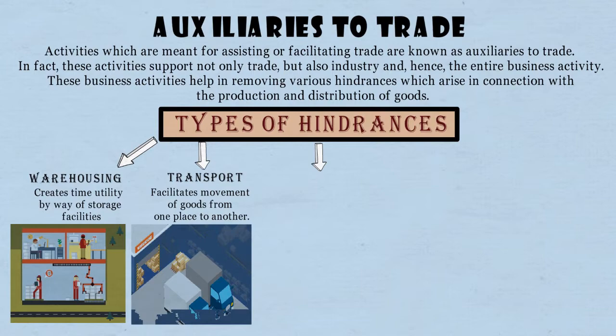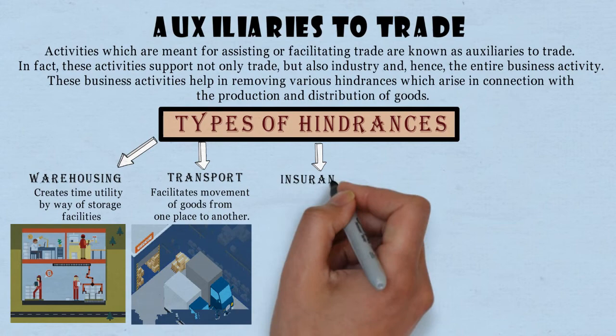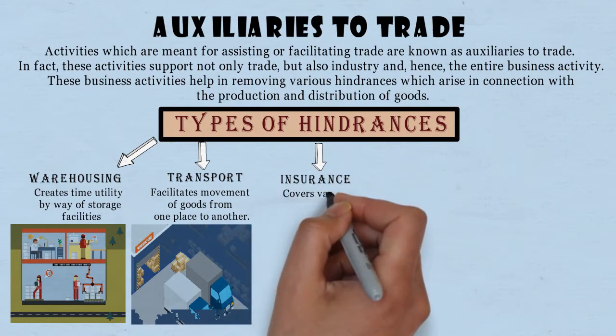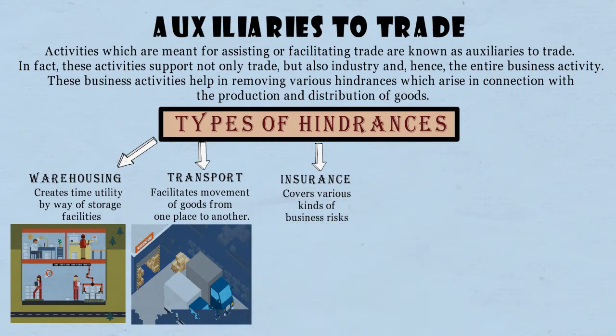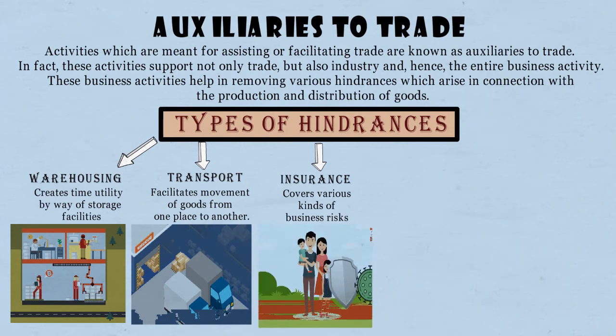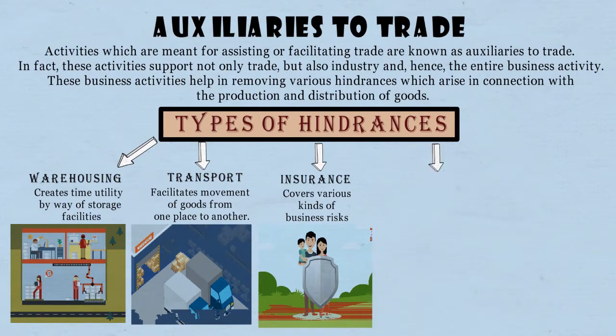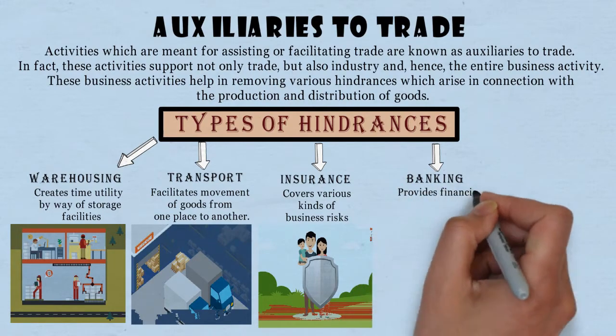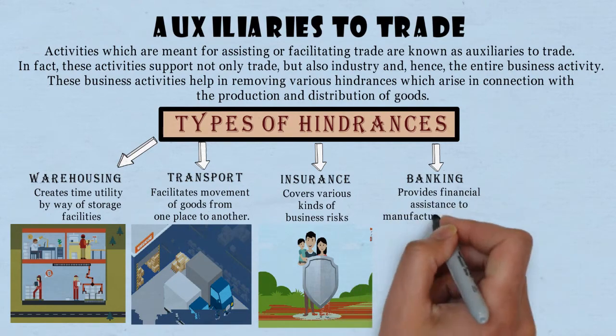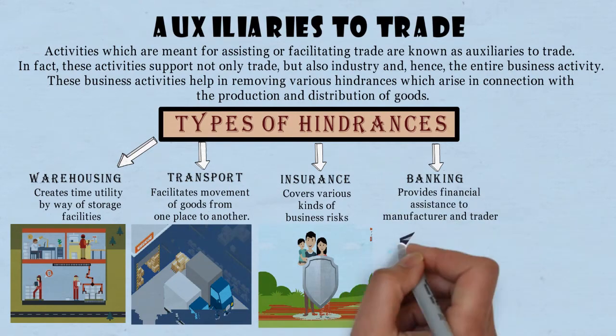Let's take another example, that there is a fire in a factory or goods are stolen from a warehouse. This is where insurance comes into place, which covers various kinds of business risks. When we start a business, we need funds for expansion of business, for purchase of machinery, raw materials. So, banking and finance is the solution for such type of hindrances, which provides financial assistance to manufacturers and traders.